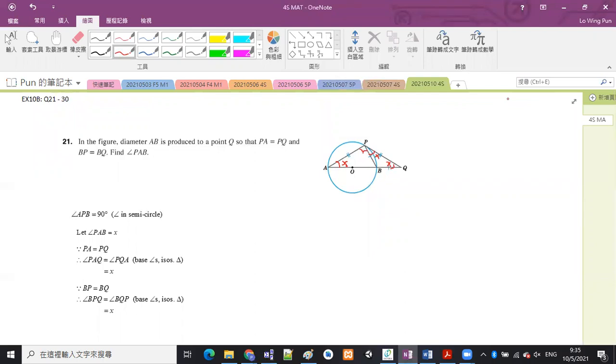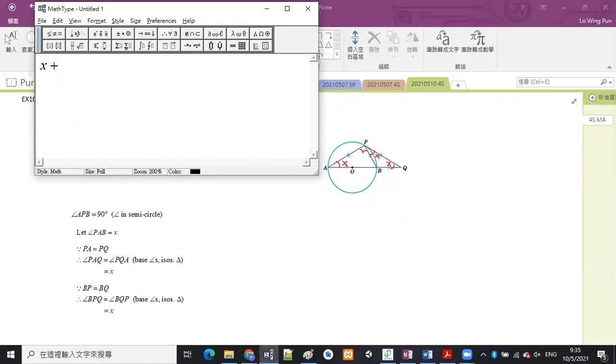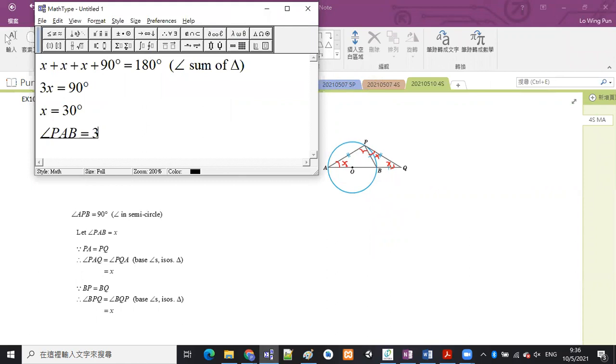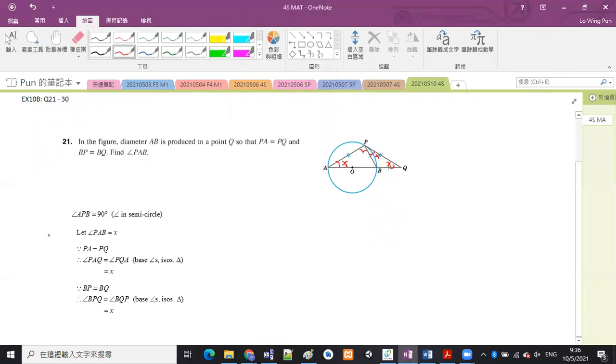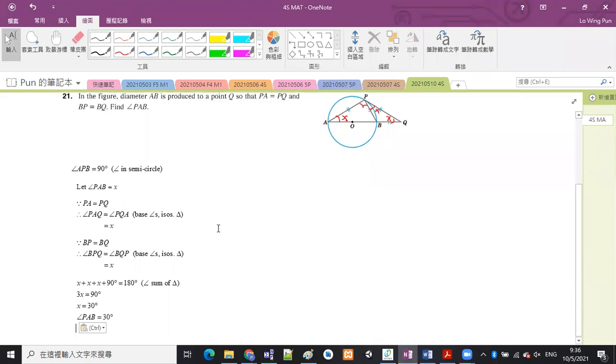So it will be like this: x plus x plus x plus 90 degrees is equal to 180 degrees. This is angle sum of triangle. And then we have 3x equals 90 degrees. So x should be 30 degrees. Which means that the required angle PAB is equal to 30 degrees. That is the answer. Can you get this?